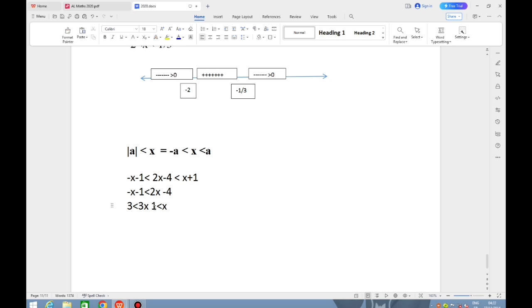That's our first value. Now going to the second case, 2x minus 4 is less than x plus 1. If you send x this way, it becomes negative x, that gives us x, and if you send negative 4 this way, it becomes 4, that gives us x is less than 5. So if you join these two inequalities, it gives us 1 is less than x, which is less than 5. And this is the answer to the question.